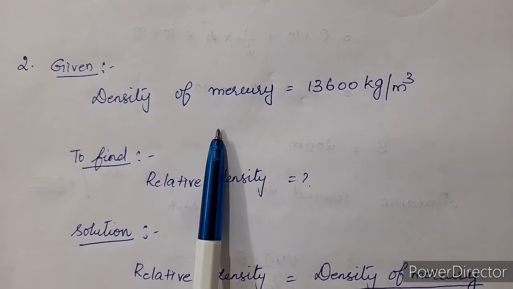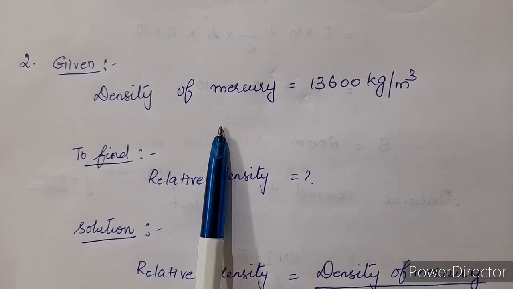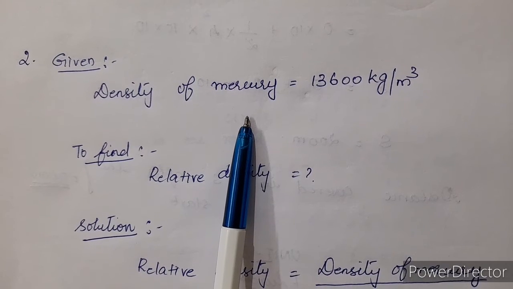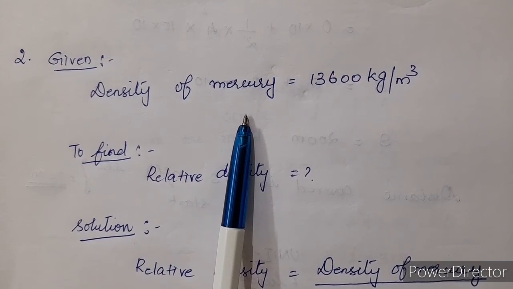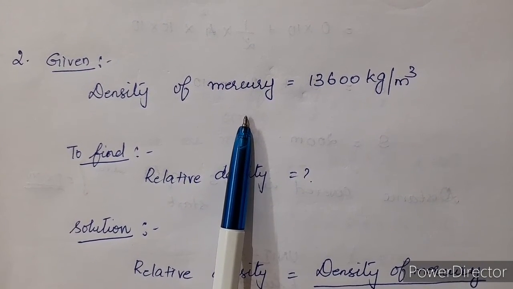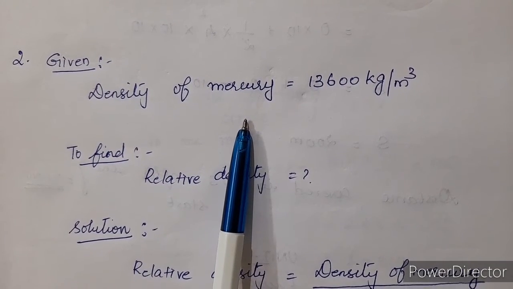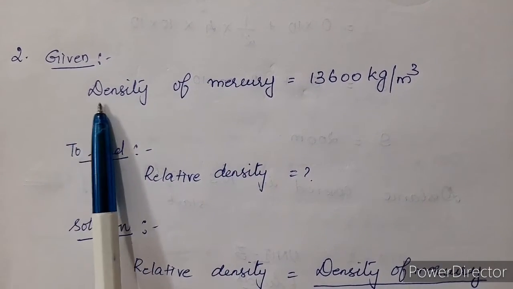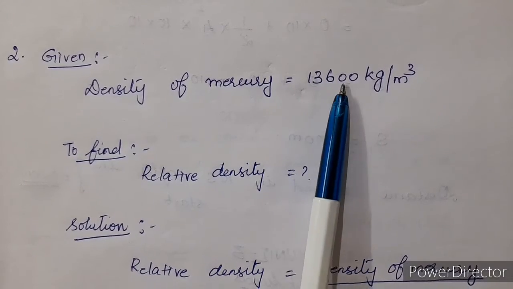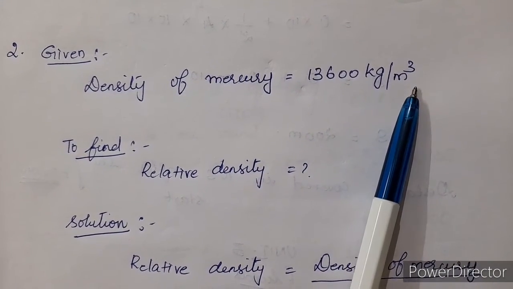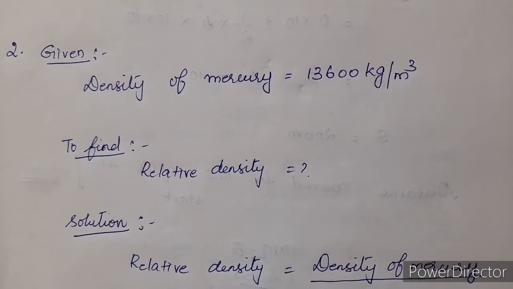Now let's move to the second question. The question is, the density of mercury is 13,600 kg per meter cube. Calculate the relative density. Now what is given? The density of mercury is 13,600 kg per meter cube. The relative density has to be found out.